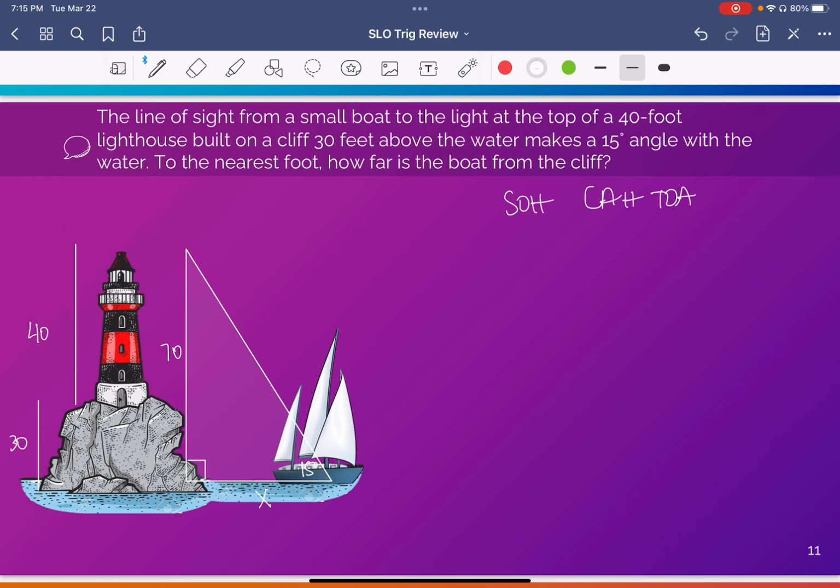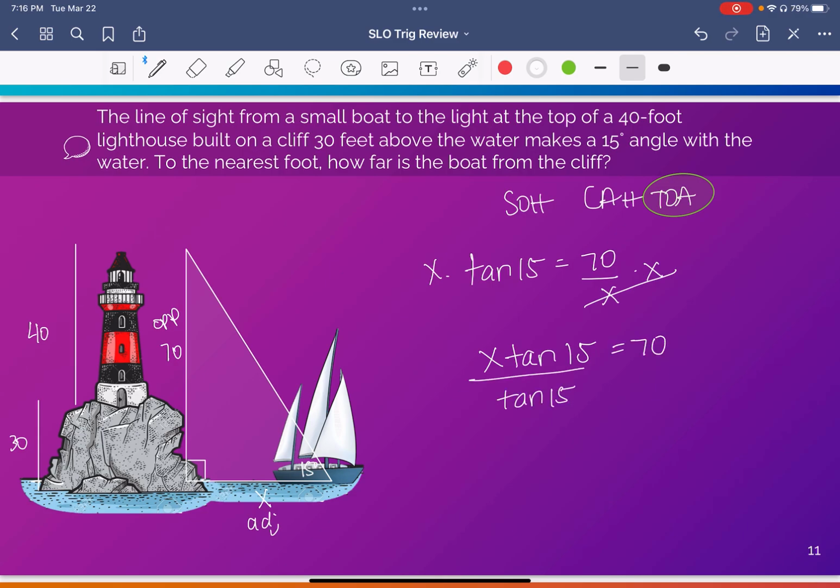Now this is a right triangle, so I'm going to be using SOHCAHTOA. And I'm going to label my sides. So next to my angle is my adjacent, and across from the angle is the opposite. I have no information on the hypotenuse, so I won't be using that one. Since I have opposite and adjacent, I'm going to be using tangent. So we have tangent of 15 is equal to 70 over x. Again, always multiply by the denominator. So I have x tangent of 15 equals 70, and I will have to divide out tangent so I can isolate x. And then I'll put that into the calculator.